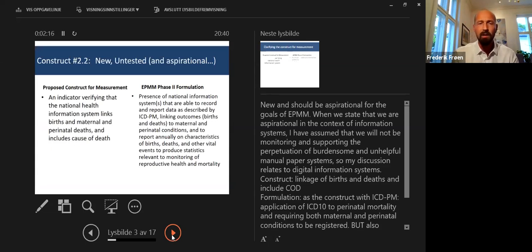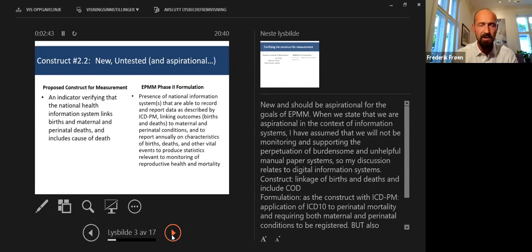When we state that we are aspirational in the context of information systems, we must assume that we will not be monitoring and supporting the perpetuation of burdensome and unhelpful manual paper systems. So my discussion relates to digital information systems. So this construct requires a linkage of birth and deaths to include causes of death.